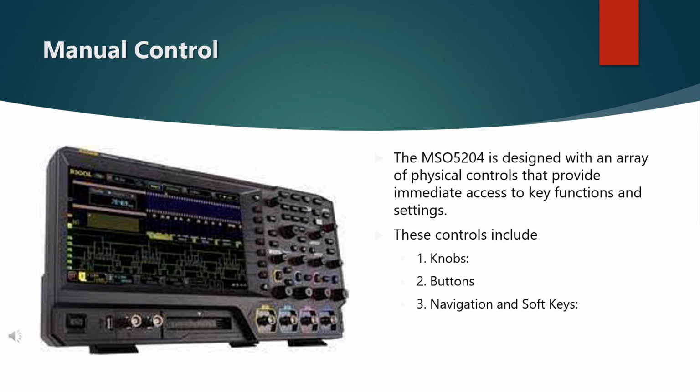These controls include 1. Knobs. The oscilloscope features various knobs that allow precise adjustment of parameters such as voltage scaling, time base, trigger level, and more. By turning these knobs, users can quickly and accurately set up the instrument for their desired measurements.